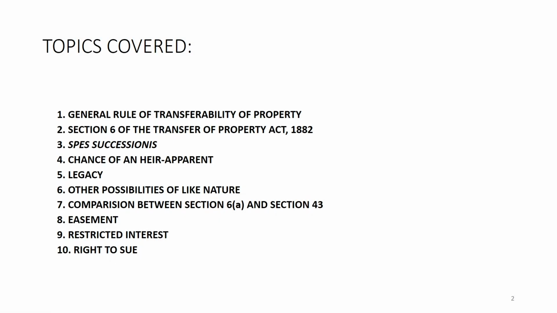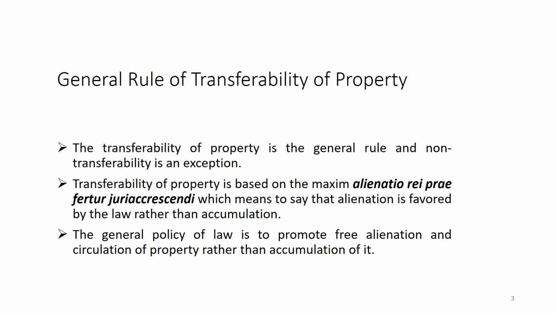So, the topics I am going to cover are the general rule of transferability of property, then section 6 of the Transfer of Property Act: spes successionis, that is chance of an heir apparent, legacy, other possibilities of like nature, comparison between section 6A and section 43, easement, restricted interest and right to sue, and some other parts which are covered under section 6. So, I will start with the general rule of transferability.